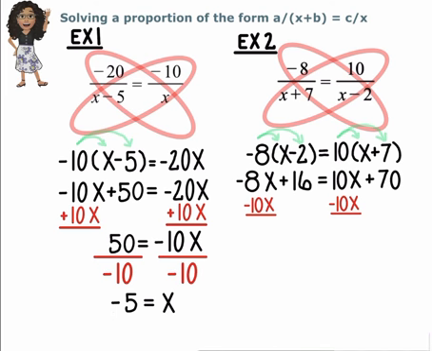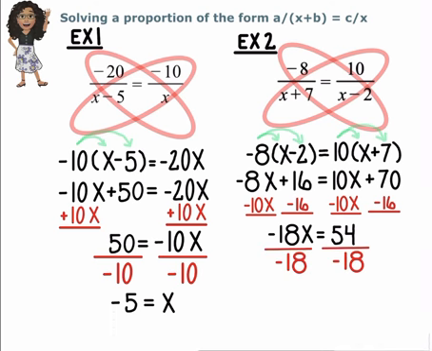So I am moving the 10x to the left by subtracting 10x, and moving the 16 to the right by subtracting 16. On the left-hand side, we end up with -18x because the 16 gets rid of the 16. And on the right side, 70 minus 16 is 54.